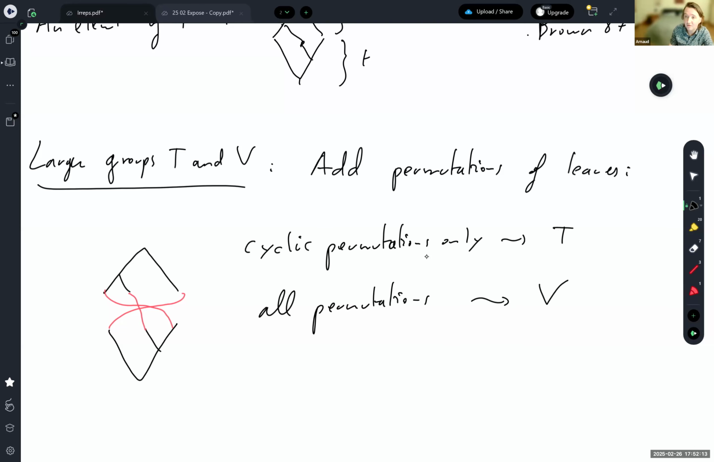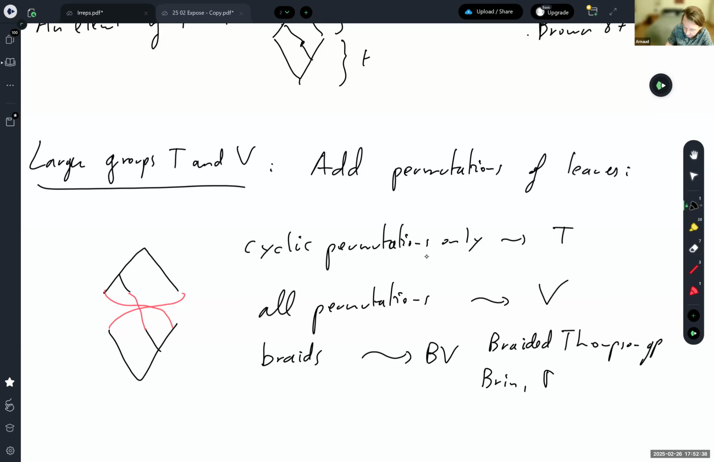And actually, you could be even more courageous. You could take braids. Well, you get something often written BV that is sometimes called the braided Thompson's group. It's also a very interesting group that was defined independently the same year actually by Brin and Dehornoy. Now I blank on the year, I think it's 2004, but I'm not sure. Maybe. Okay. All right.